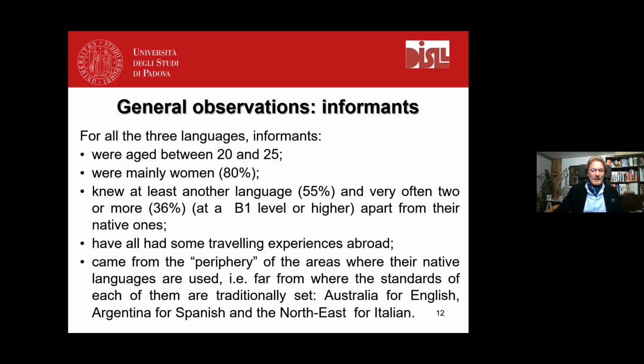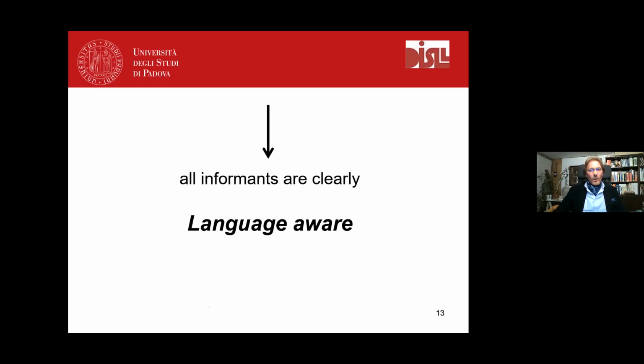And then in Italy, the area, at least not the variety maybe, but the area that I investigated is the Northeast, which is definitely not the most popular one in terms of standard setting for features that you can, for example, hear on the TV or that are generally recognized in the media. All informants, as you can clearly understand, were language aware. They were all students of languages, of foreign languages. Most of them knew 2 or even more languages. They had traveling experiences abroad. Some of them had actually traveled a lot. So they were all extremely language aware.